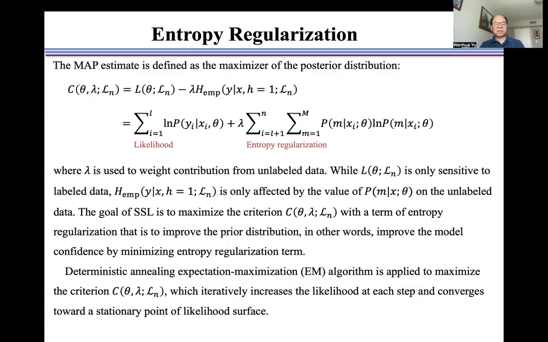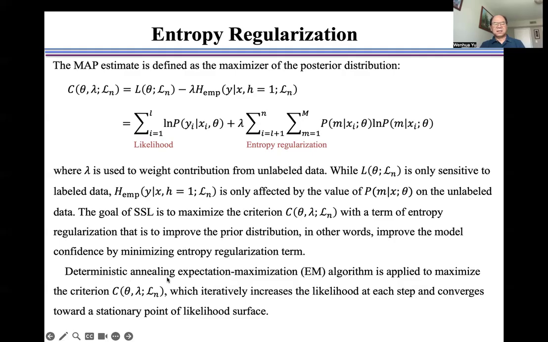The goal of semi-supervised learning is to maximize the criterion C with a term of entropy regularization. That is, to improve the prior distribution. In other words, improve the model confidence by minimizing the entropy regularization term, as shown here.